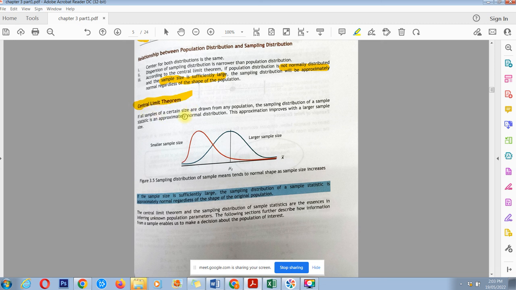So we say that if all samples of a certain size are drawn from any population, the sample statistic has an approximately normal distribution. They only approximate the normal distribution. This approximation improves with larger sample size. Like we drew before, if we take more samples, more n, the graph will be normal, something like that. So that's why we can use this theorem to approximate the normal distribution.